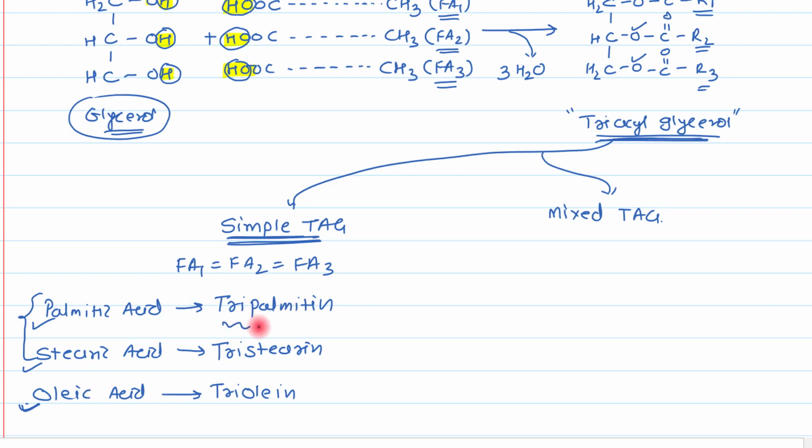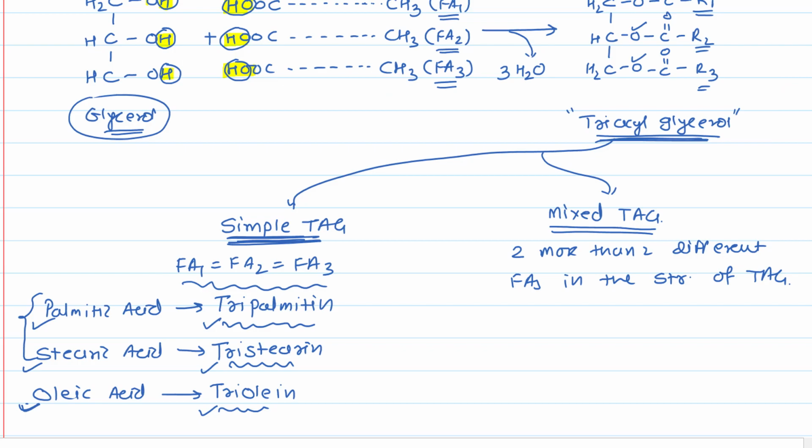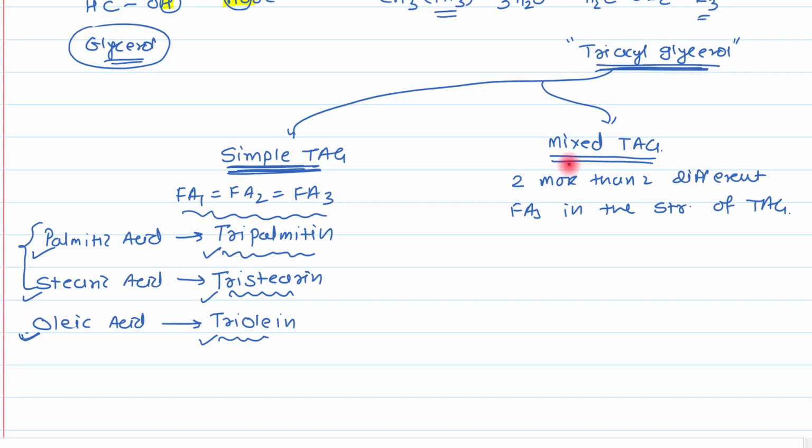Here the naming pattern of the triacylglycerol is very simple. Always remember tripalmitin, tristearin, triolein: all these triacylglycerols are of the simple variety. Why? Because all the fatty acids are the same in their structure. Whereas the mixed triacylglycerol has two or more different fatty acids in its structure. Now here the naming pattern will be much more difficult, right?